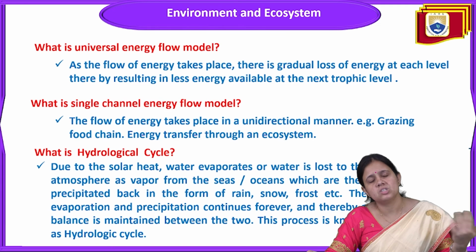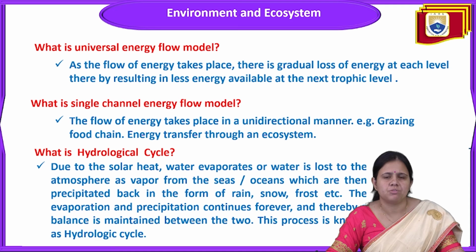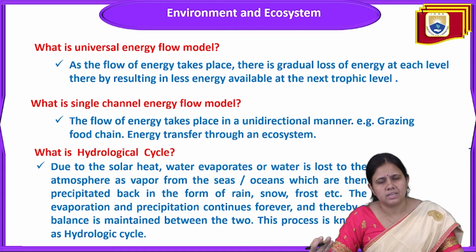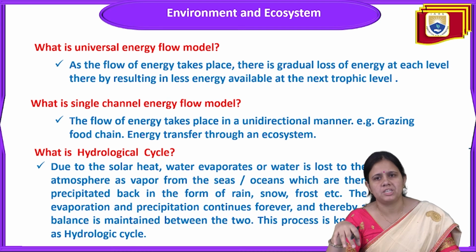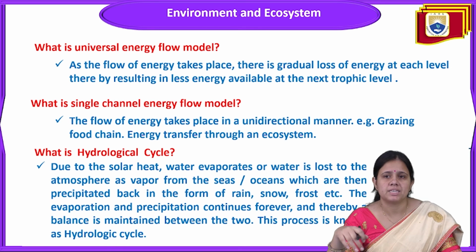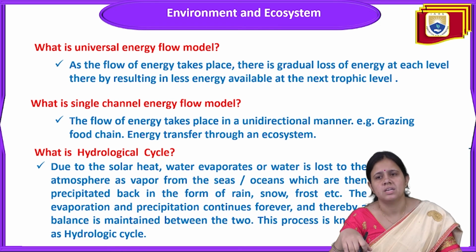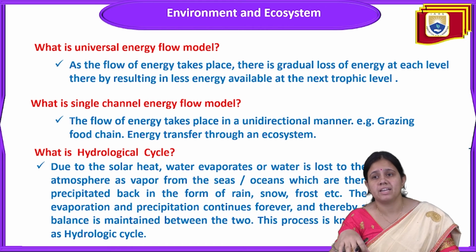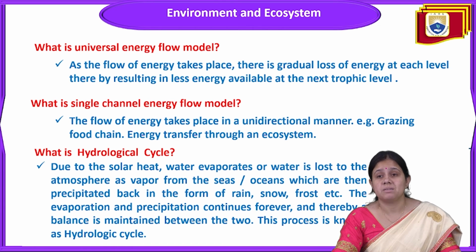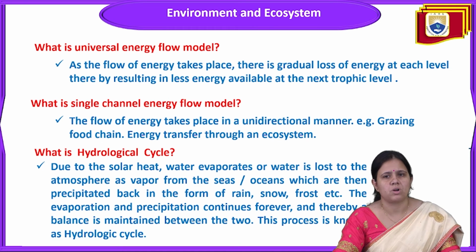It means that due to the sun's energy, the water present in a lake or pond evaporates, and then comes back from the atmosphere. Due to evaporation, water is lost to the atmosphere as vapor from the sea or ocean. Then it is precipitated back in the form of rain, frost or snow, and the evaporation and precipitation continue forever, and thereby a balance is maintained between these two, and this process is known as the hydrological cycle or water cycle.